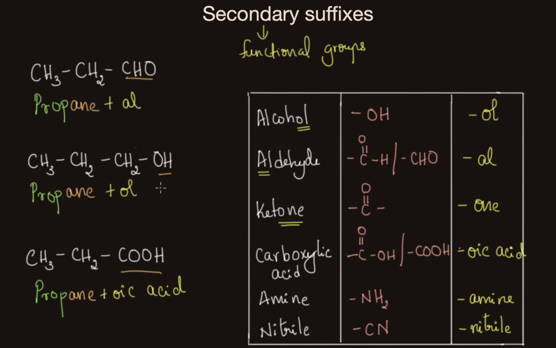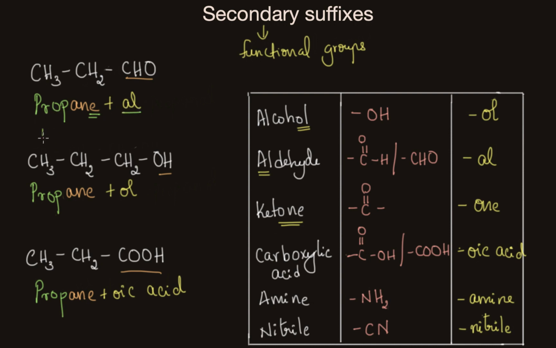So we gave the secondary suffix for all the compounds. Now let's try to join them. One interesting factor about joining these primary suffix and secondary suffixes is that, while joining, the last letter of the primary suffix will be replaced by the secondary suffix. For example, you know that this is propane plus al, so this is the last letter of the primary suffix, right? E, so that E will be replaced by al.